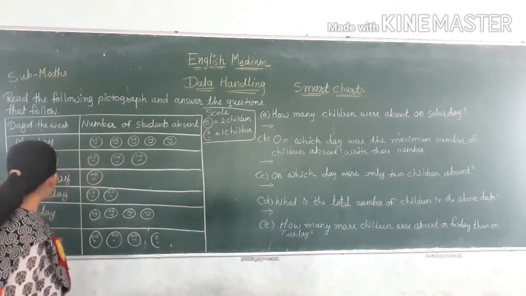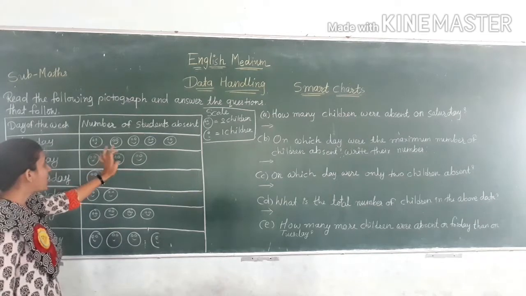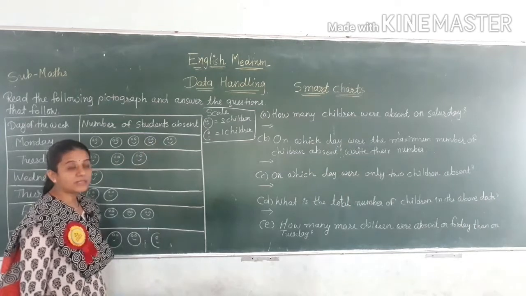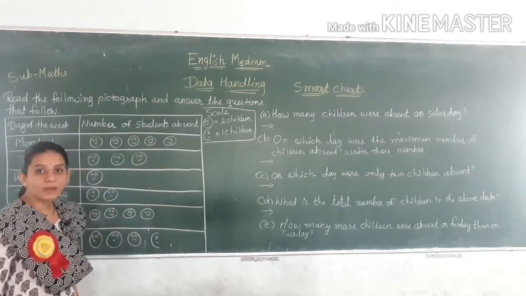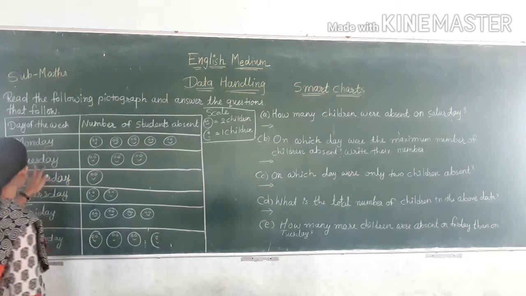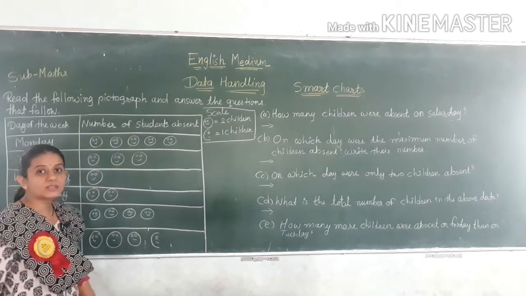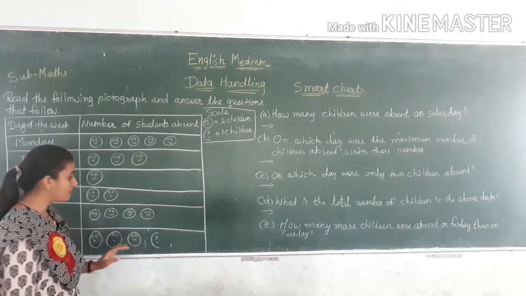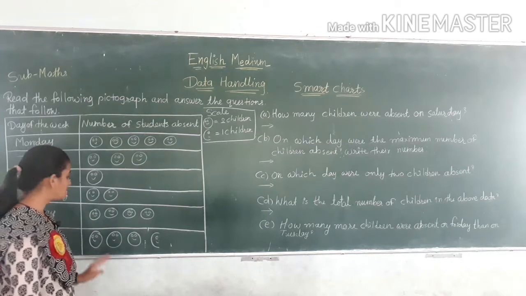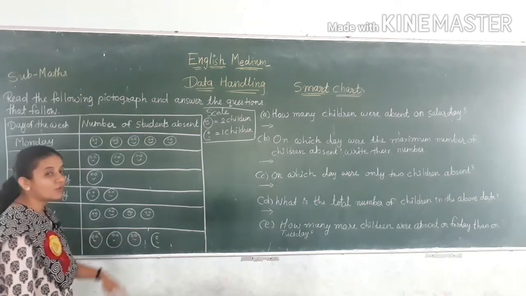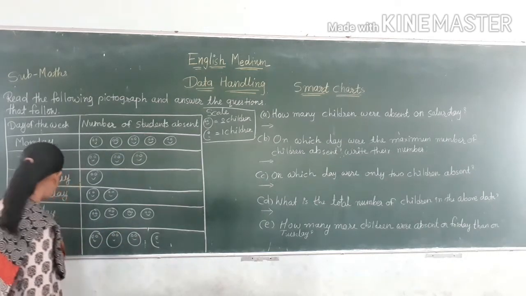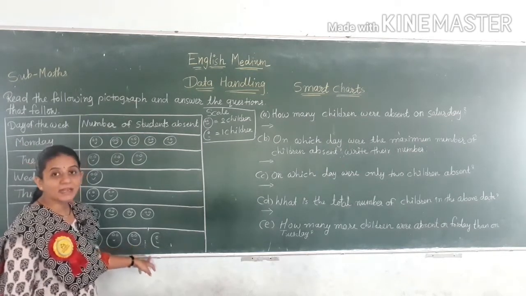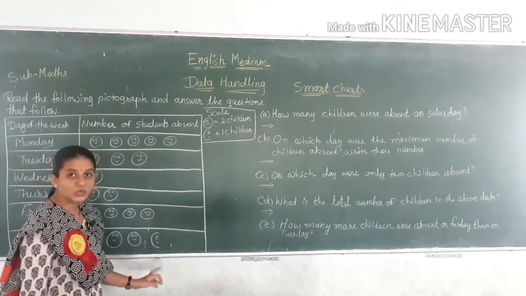Now, on Monday, 5 smileys are there. That means 1, 2, 3, 4, 5. 5 twos are 10, so 10 students absent on Monday. Tuesday, 1, 2, 3, so 6 students absent. Wednesday, only 2 students absent. Thursday, 4 students absent. Friday, 1, 2, 3, 4, 4 twos are 8 students absent. And Saturday, 1, 2, 3, 3 twos are 6 and half smiley for 1, that means 7 students absent.